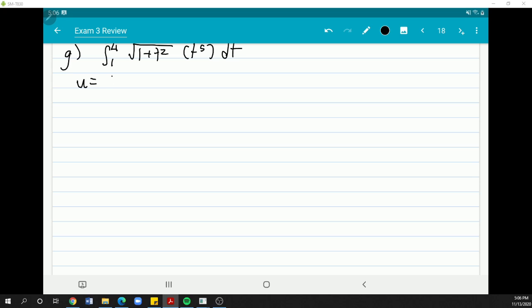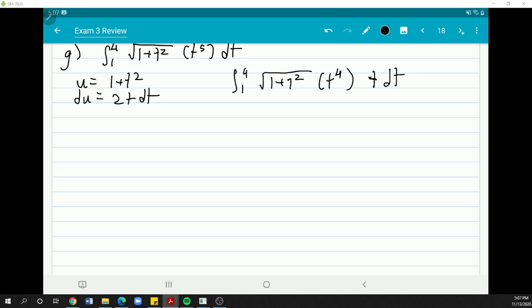So let u be equal to 1 plus t squared. Then du is going to be equal to 2t dt. So we have this weird situation where I have a t to the 5th though. So how am I going to fix that? The answer is this way. I'm going to make this square root 1 plus t squared. I'm going to take a t out of the t to the 5th, so I get the t dt that I need.